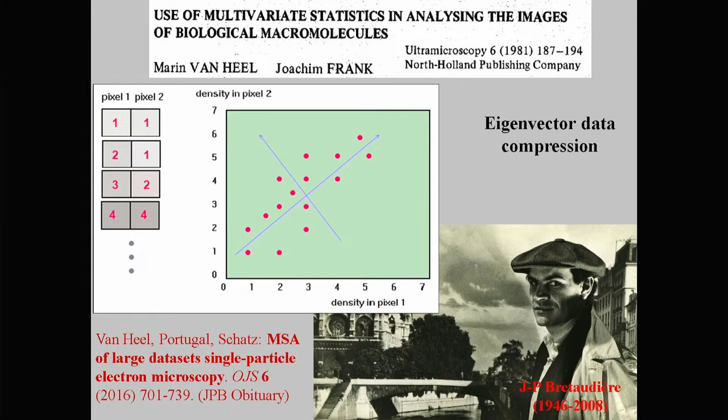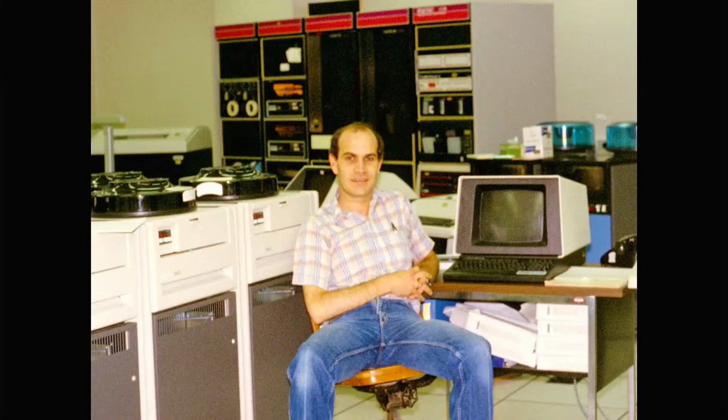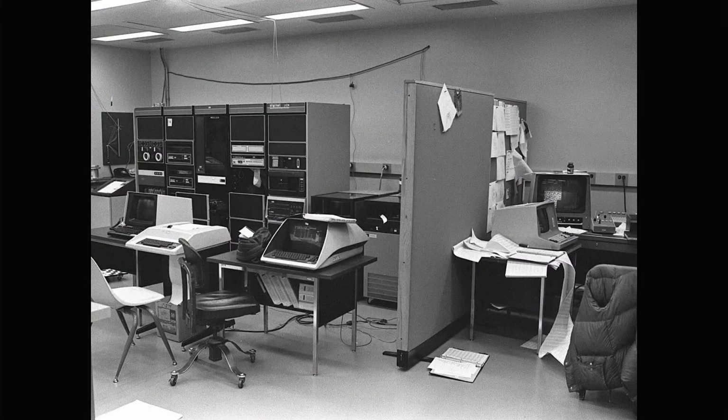What happened is the following. Jean-Pierre Bertaudière was a mathematician who was hired at that lab. I had met Joachim Frank, and I decided to go there for 6 weeks. During those 6 weeks, we were using a computer called a PDP-11. Here you see Jean-Pierre Bertaudière in front of that. Here you see my little mess in this corner. That was my desk.